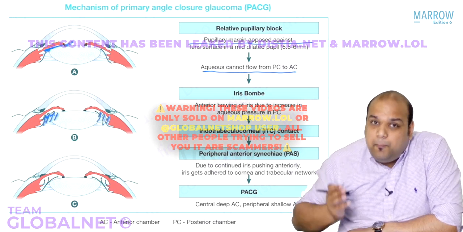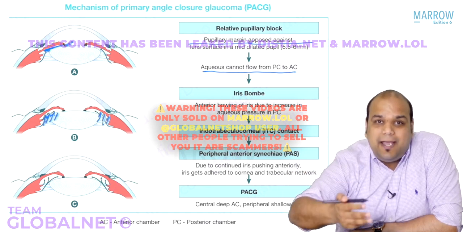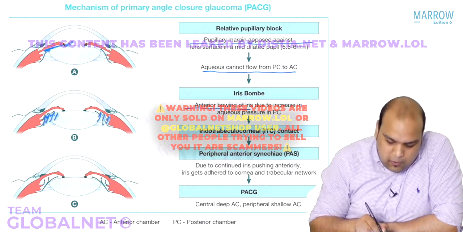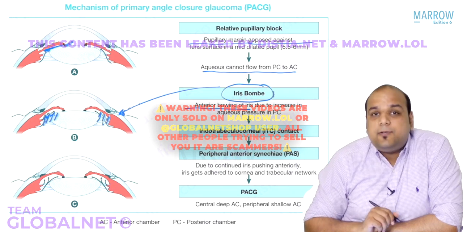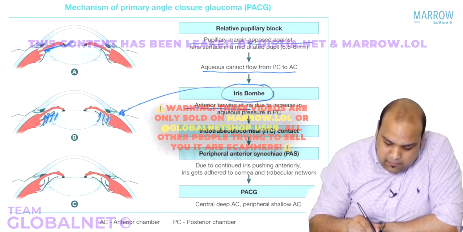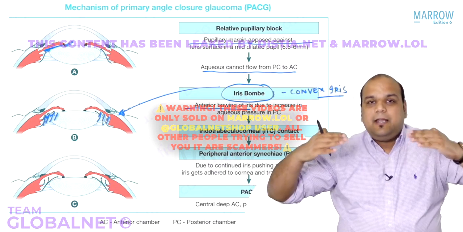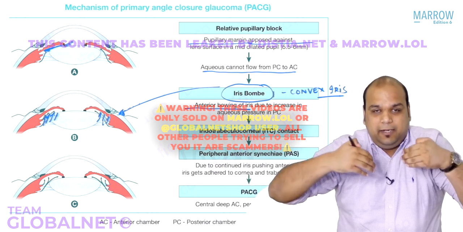When the iris is getting pushed forward, because iris is a muscle, iris will bow forward. Anterior iris bowing, known as iris bombé. Okay, everybody? So what is iris bombé? If I ask you, iris bombé is a convex iris. Can I say this? Instead of a flat iris, now the iris has become convex. It has bowed forward. Am I clear to everybody?